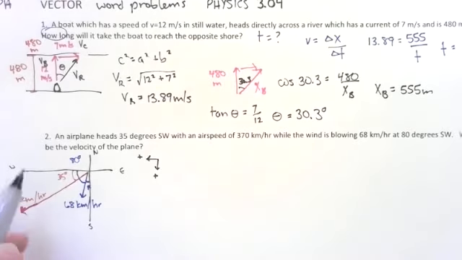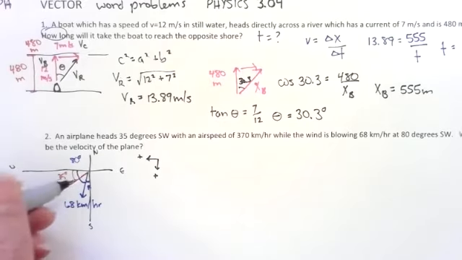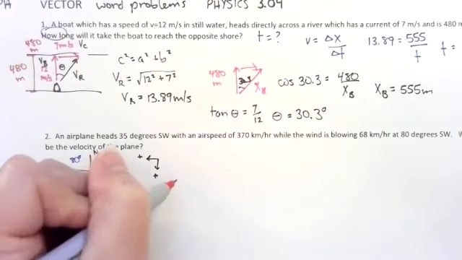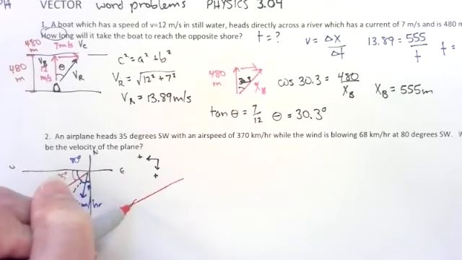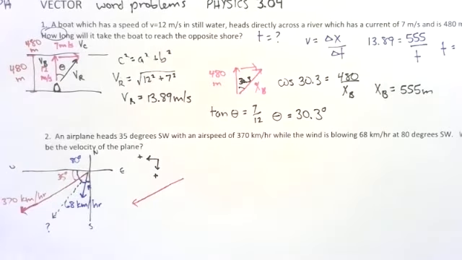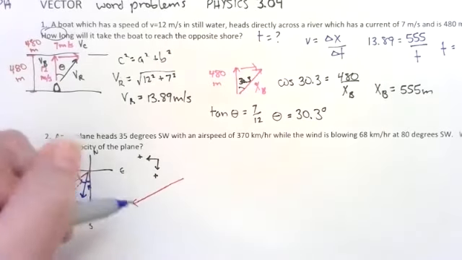So they want to know what will be the velocity of the plane. Well, the plane's flying this direction, but the wind is kind of pushing on the plane this way. So my resultant's going to be somewhere between the two, somewhere in here in the middle. If I wanted to draw these out head to tail, I would go this guy going this way, and I've got this guy going this way.